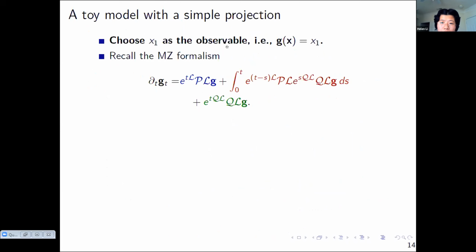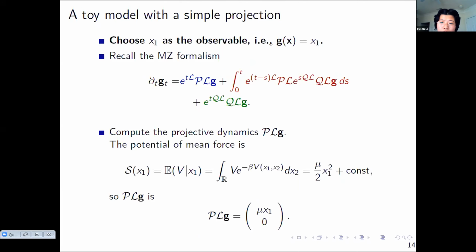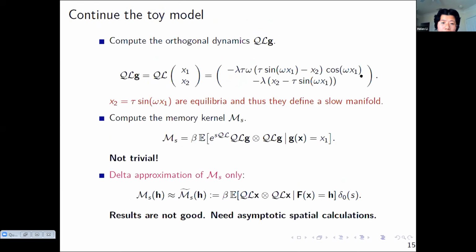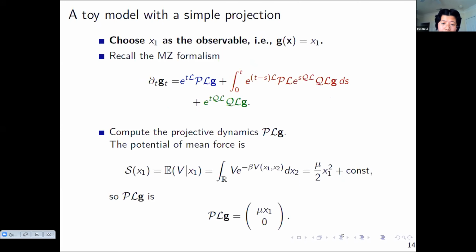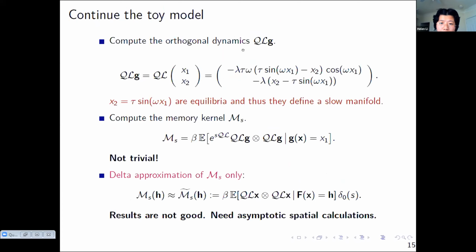The approach is, because you can see that if we choose lambda large enough, then X2 will very quickly relax to the slow manifold. That suggests we can choose our coarse-grained variable to be X1, the slow variable, and then we apply the Zwanzig formalism with respect to this projection. We first compute the effective potential, and then we subtract the effective potential from the full MD to get the orthogonal dynamics. And based on the orthogonal dynamics, we can apply the formula for the memory kernel to compute the memory term.